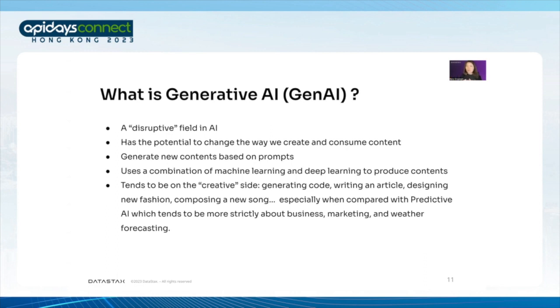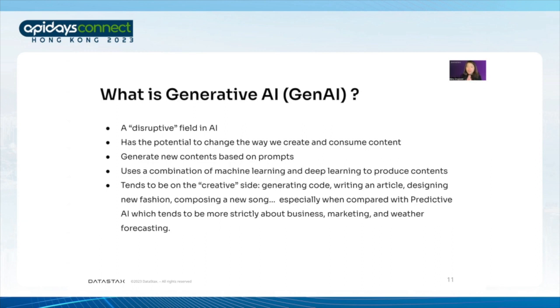And then one thing I like to point out is that Gen AI tends to be focusing more on the creative side, meaning, what we have heard of, right? Like, ChatGPT can write a poem for you, can write an essay for a school homework, and then also composing a song, designing fashion, writing an article, all of these things are kind of more on the artistic side, if you may say so.